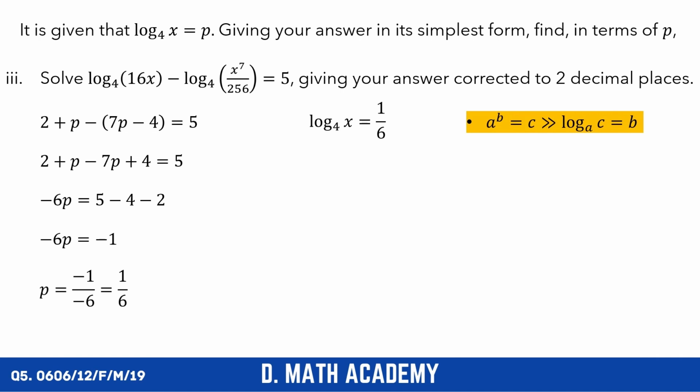Remember, you need to choose which form of the logarithm is the one most suitable for our question. So in this case here, we are supposed to change it back into indices form. So we have 4 to the power of 1 over 6 equals to x. And through your calculator, you get this result as 1.26 after correcting it to 2 decimal places. And that's your final answer for this question.